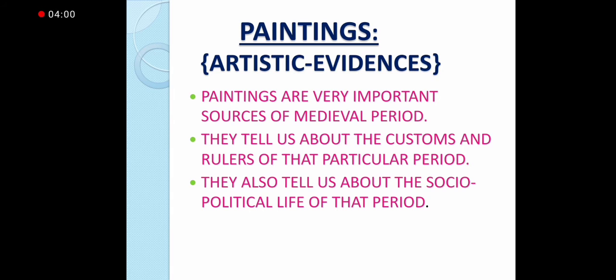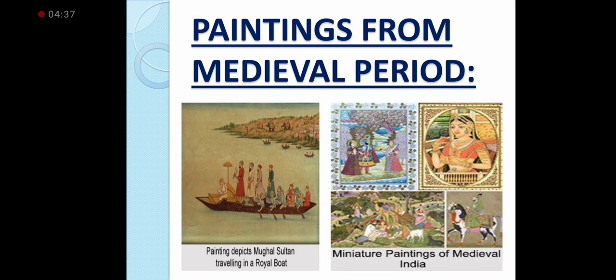Now, moving forward to the third archaeological source, that is paintings. It is also known as artistic evidences. Paintings are very important sources of the medieval period. They tell us about the customs and rulers of that particular period. They also tell us about the social and political life of that period. These are the paintings from the medieval period. The first painting depicts a Mughal Sultan traveling in a royal boat. And in the second painting, we can see a miniature painting of medieval India.